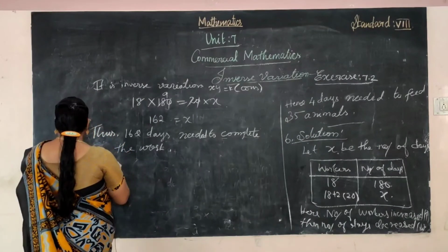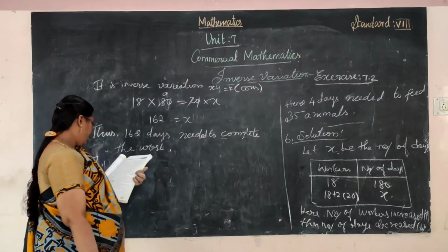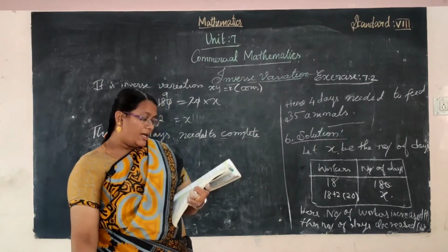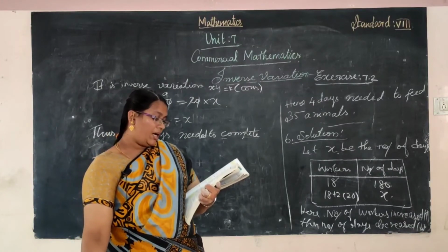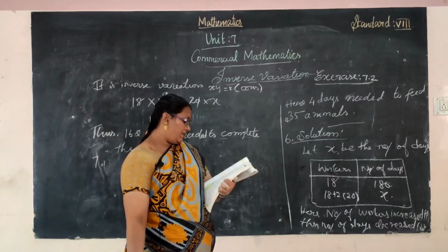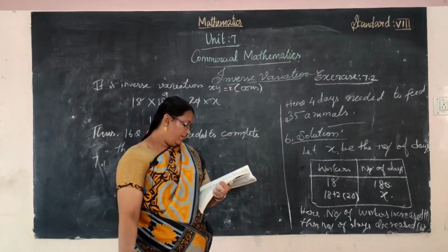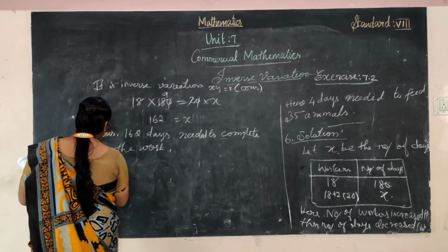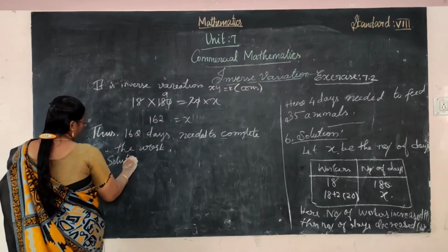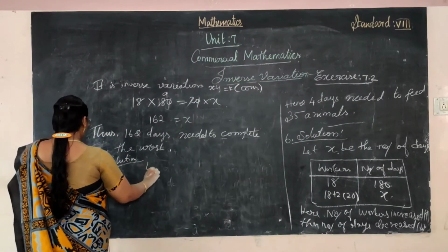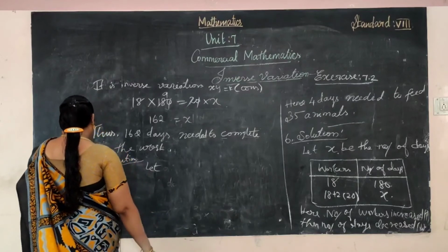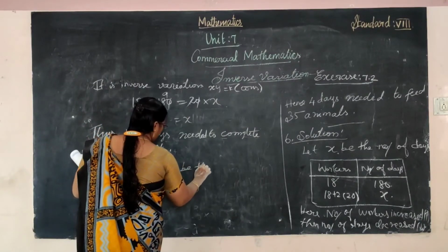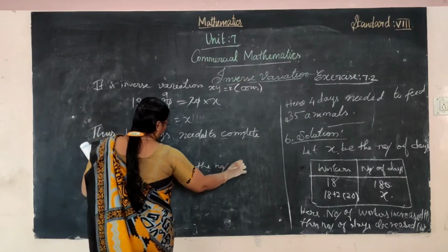Right. And next one, 7th one. 120 laborers can complete a piece of construction work in 9 months. In how many days will 120 laborers complete the same task? Solution. So let x be the number of days.